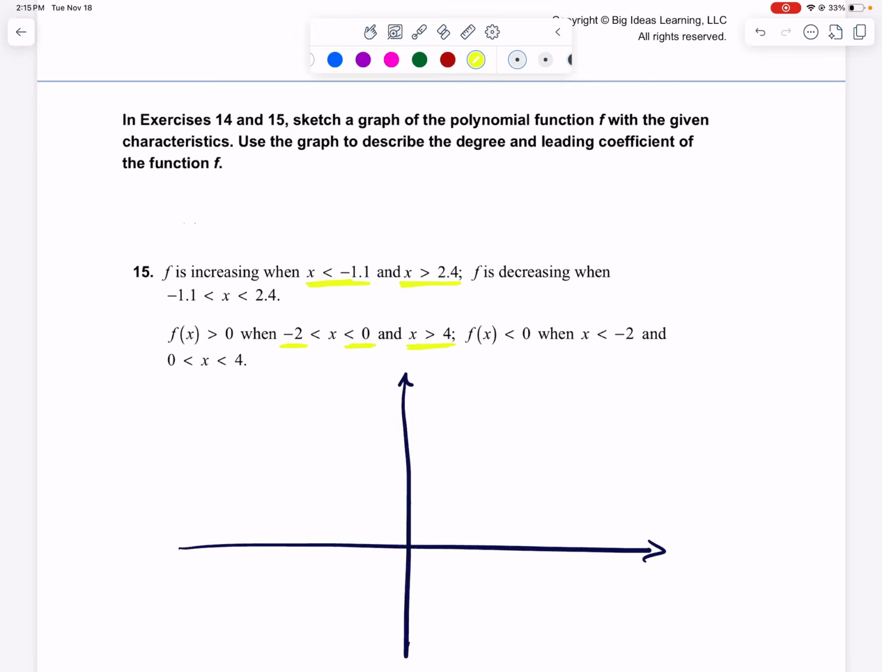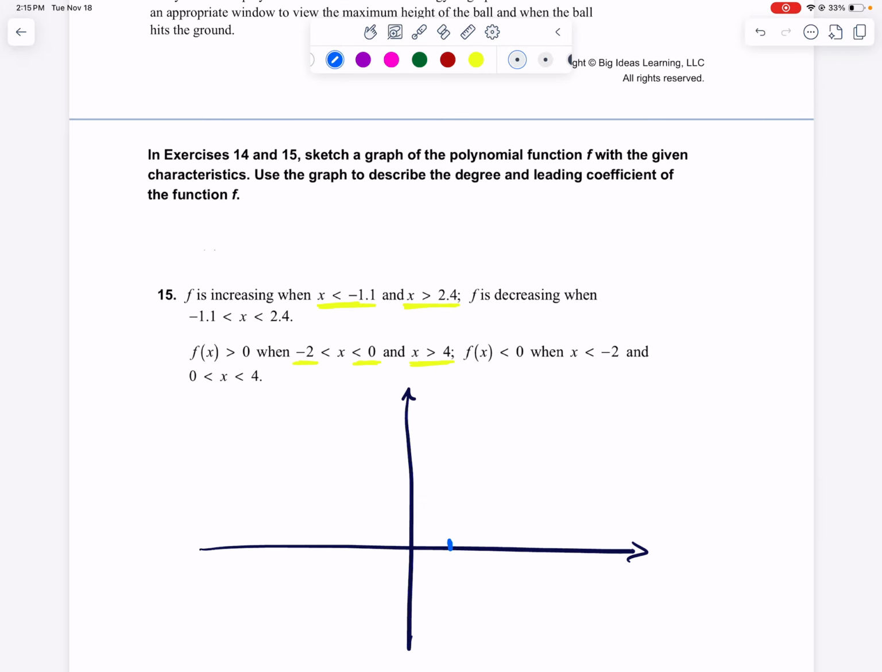So let's throw some numbers on the graph. 1, 2, 3, 4. We don't need to go beyond 4, but I'll go a little beyond 4. 1, 2, 3, 4, 5. And let's do the same for the negatives. 1, 2, 3, 4, 5. All right, -1.